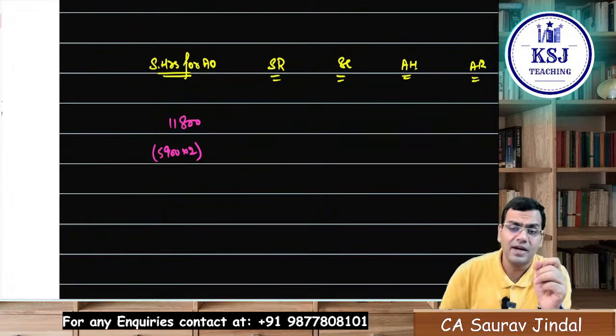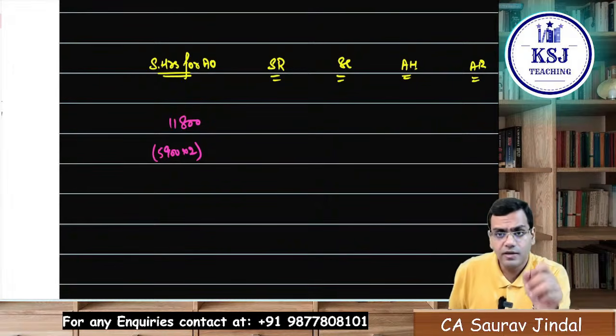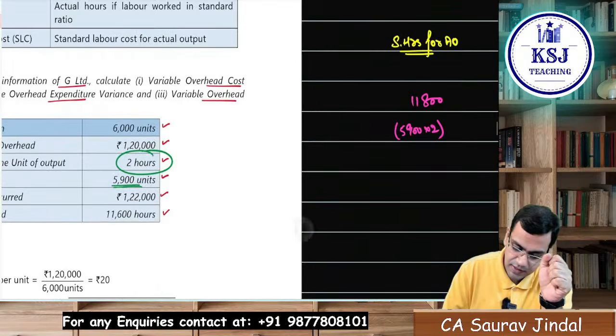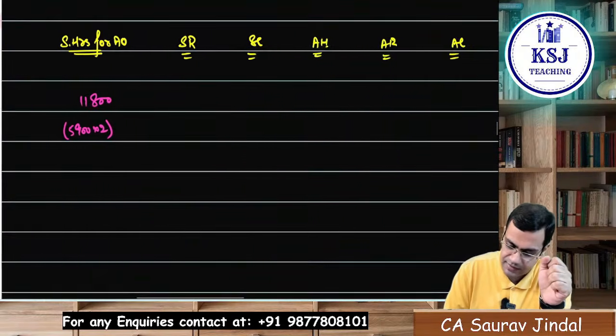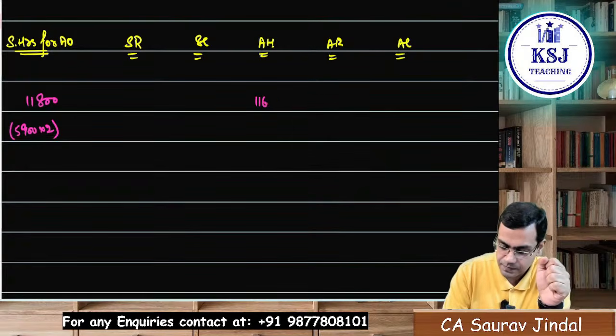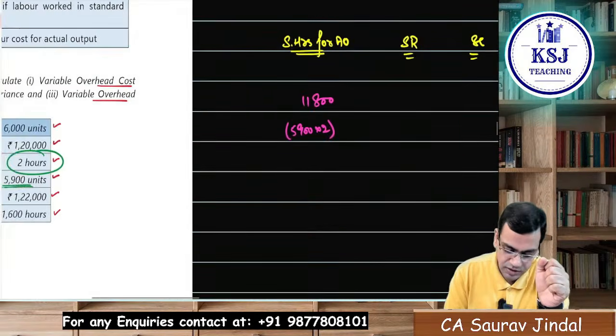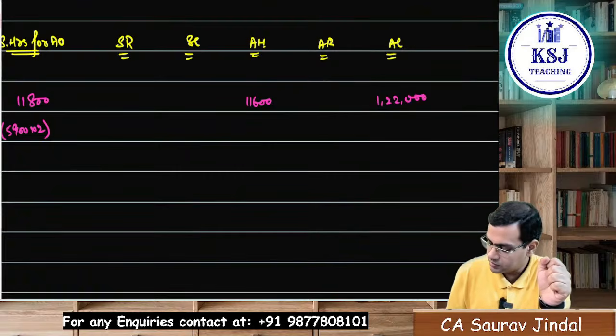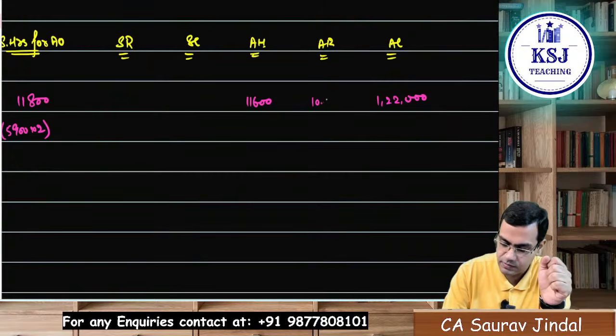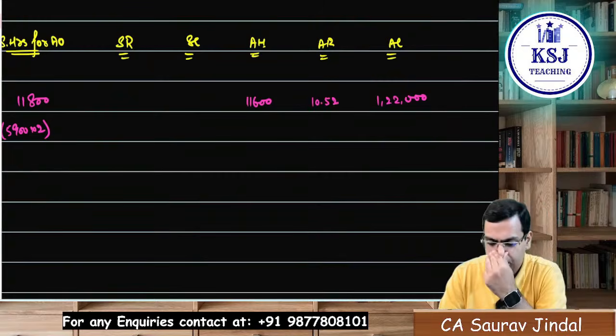11,800 is the standard hours for the actual output. The actual hours are given as 11,600 and the cost is given as 1,22,000. Actual rate we can calculate: 1,22,000 divided by 11,600, that is 10.52, rounded off to 2 digits.